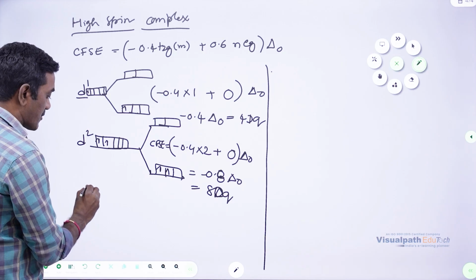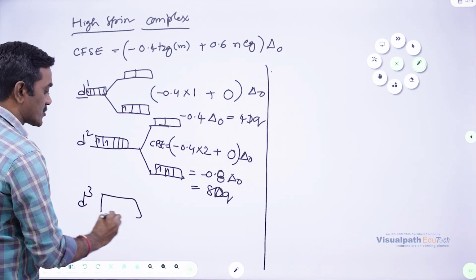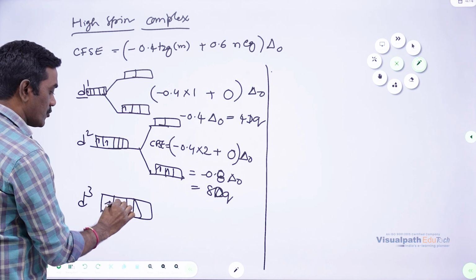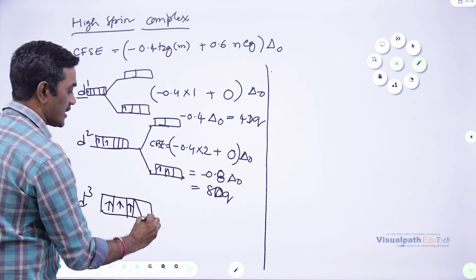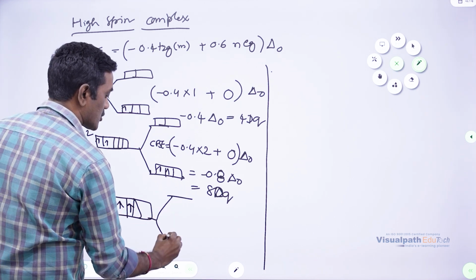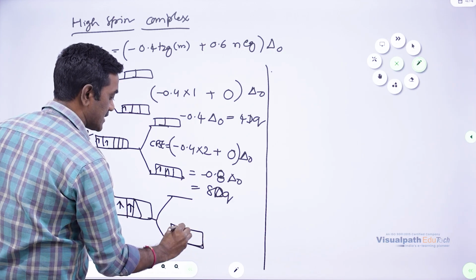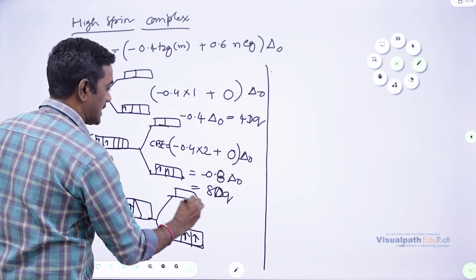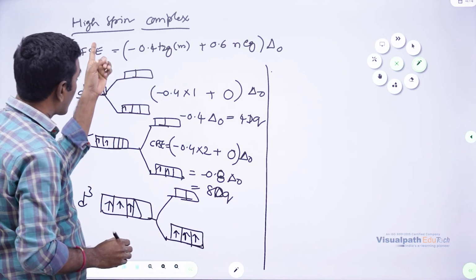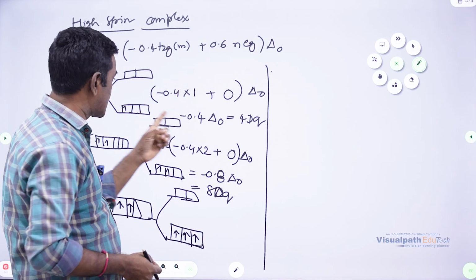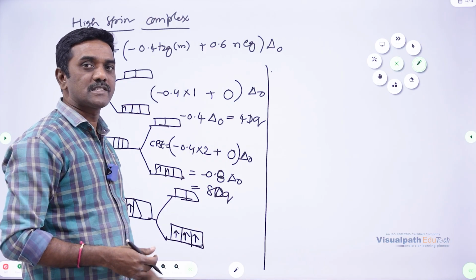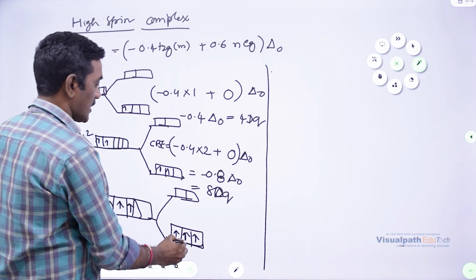So let us discuss d3. d3 is going to be 1, 2, 3. The third electron enters here. After splitting also the electrons are going to be in the same way, 1, 2, 3. So actually for high spin complex or low spin complex, from d1 to d3 the CFSE is going to be the same. That I am going to show you here only.